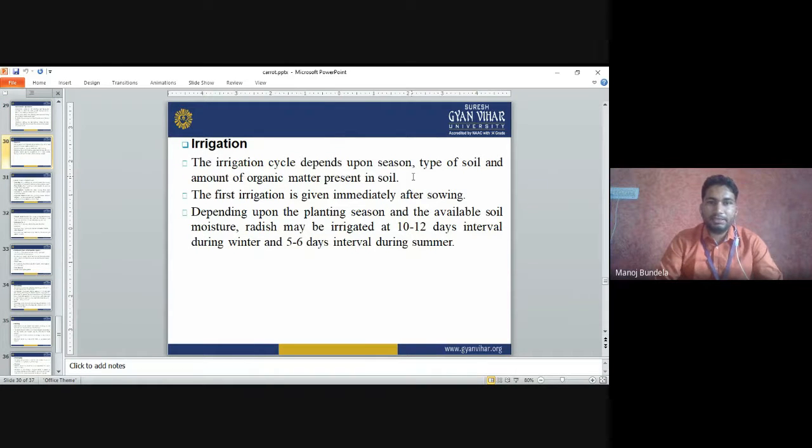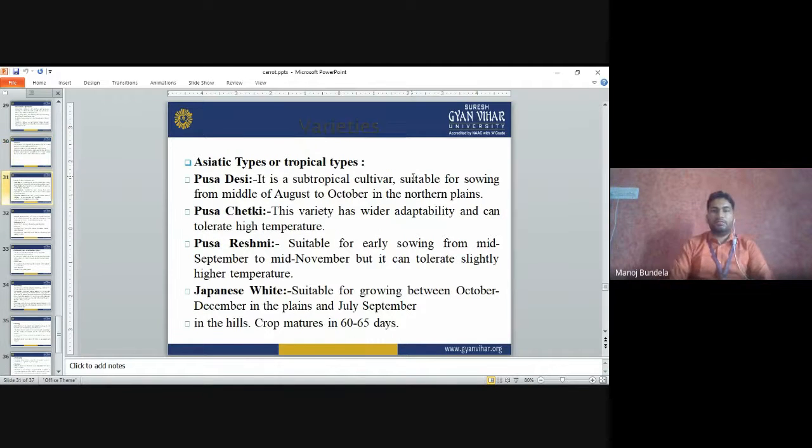Irrigation. The irrigation cycle depends upon the season, the type of soil and the amount of organic matter present in the soil. The first irrigation is given immediately after sowing. Depending upon the planting season and the available soil moisture, the radish may be irrigated at 10 to 12 days interval during the winter and 5 to 6 days interval during the summer. The number of irrigations depends upon the season, whether we are growing in summer or winter.